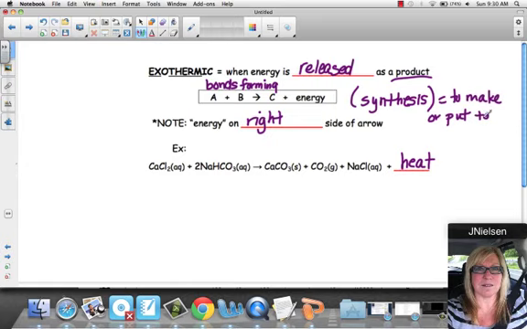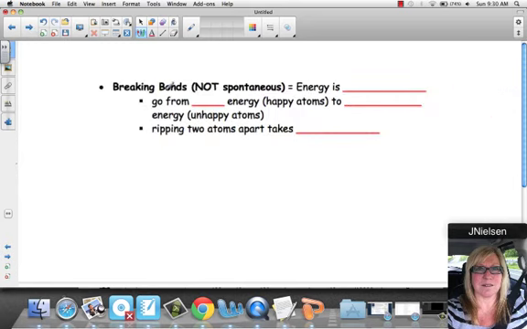We're putting A and B together and we're forming C. We're forming bonds, which is an exothermic reaction, and we're releasing energy. And we know that it's exothermic because the energy value is on the right side of the arrow. Now, breaking bonds is not spontaneous. So, if in a spontaneous reaction energy is released, in a non-spontaneous reaction, it should make sense that energy is absorbed, or another good word is consumed.